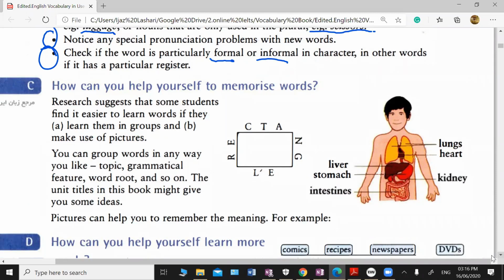Okay. Now, moving on, how can you help yourself to memorize the words? This is now something you all ask all the time.